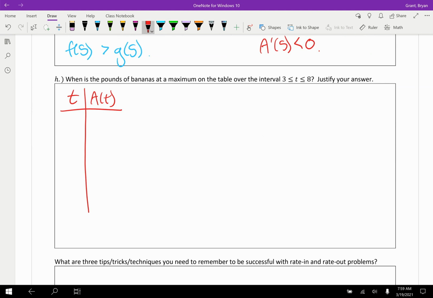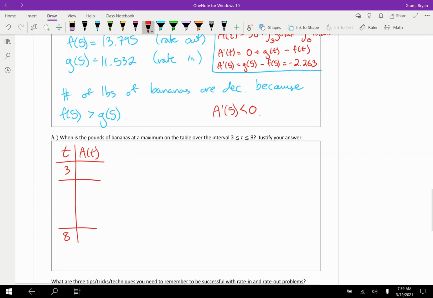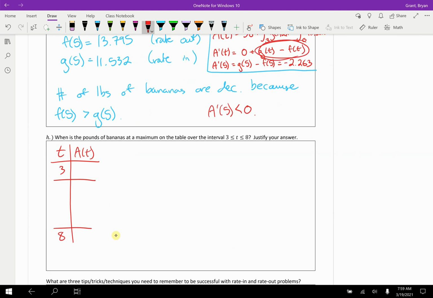Well, what are the steps to the candidates test? Well, you'd have to try 3. You'd have to try 8. You also have to find the critical points, yeah? And so critical points are found by taking the derivative, that's this guy, and setting the derivative equal to 0. So we might as well do that. We might as well take g of t minus f of t and set that equal to 0. g of t equals f of t.